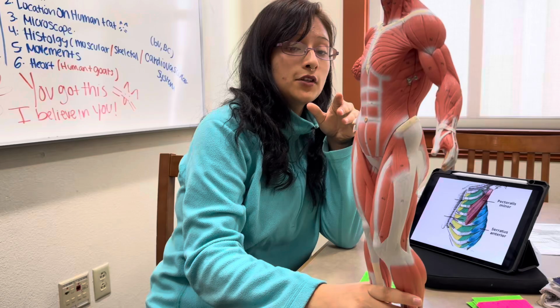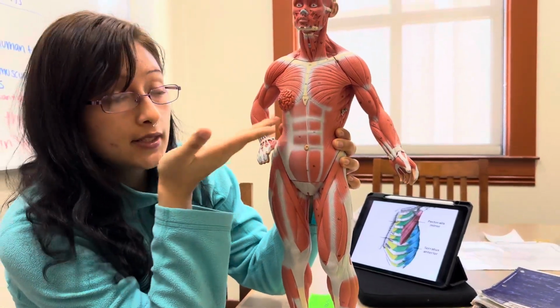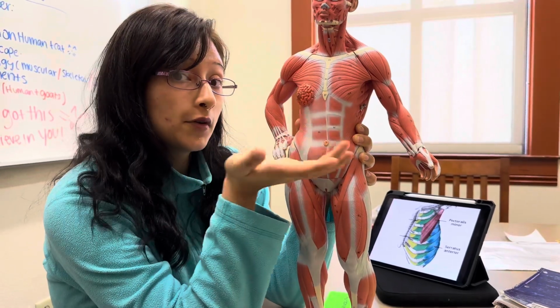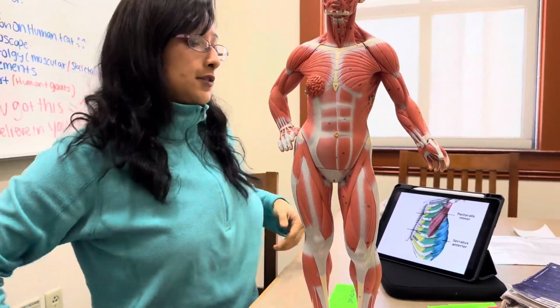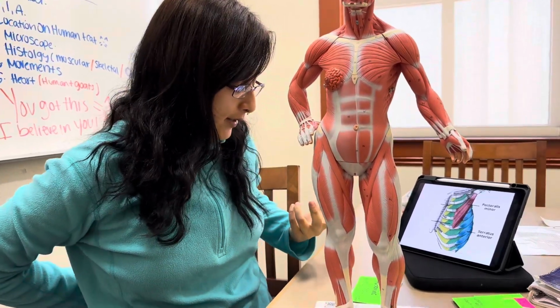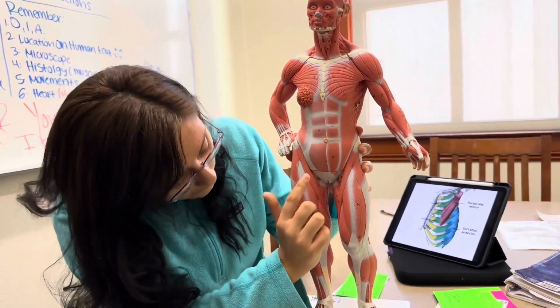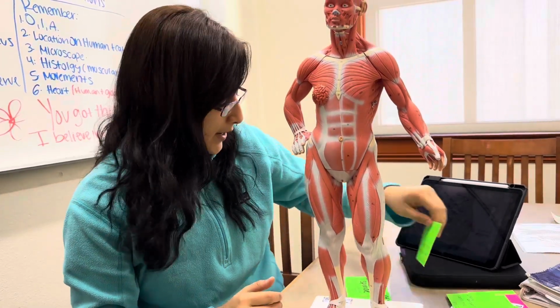Now we have the transverse abdominis. Unfortunately, we cannot see it on the model, but it is the deepest abdominal muscle that we have. Since it's really deep, the origin is going to be the lumbar vertebrae, and it's going to insert, as well as the others, into the linea alba and the inguinal ligament. And it's basically going to allow you to flex the trunk and compress the abdomen as well.